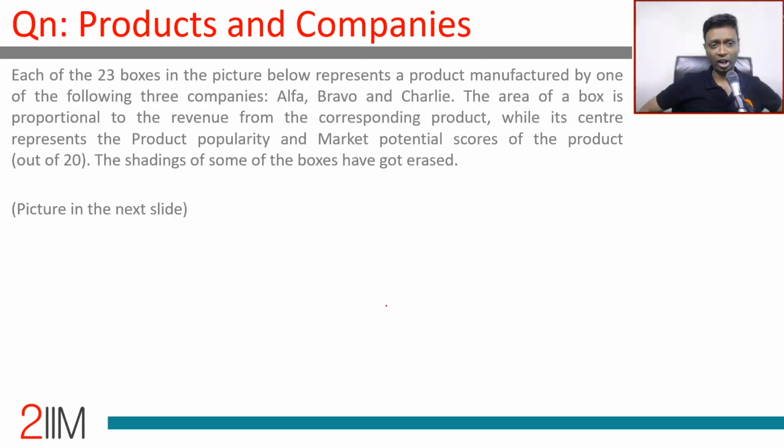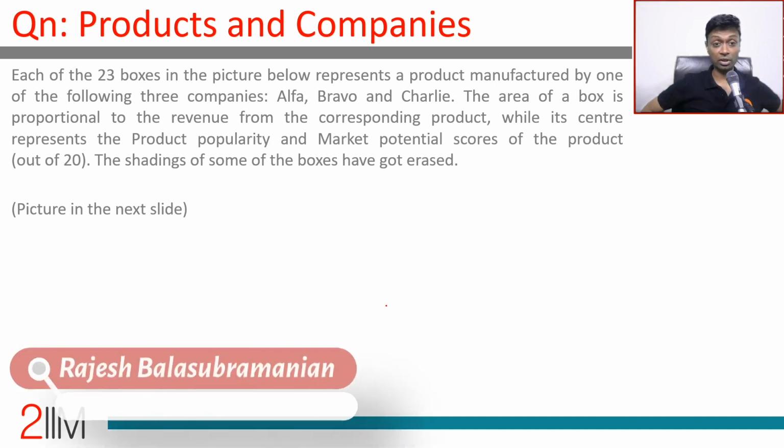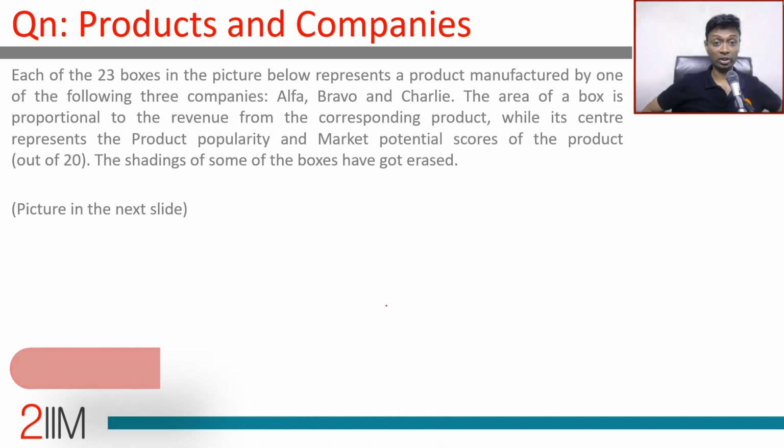Products and companies. Once again, if you've not done this question, try it out. It's a wonderful question. I didn't understand it at first. It became one of my favorite questions. Each of the 23 boxes in the picture below represents a product manufactured by one of the following three companies: Alfa, Bravo, and Charlie. The area of a box is proportional to the revenue from the corresponding product, while its center represents the product popularity and market potential scores of the product.